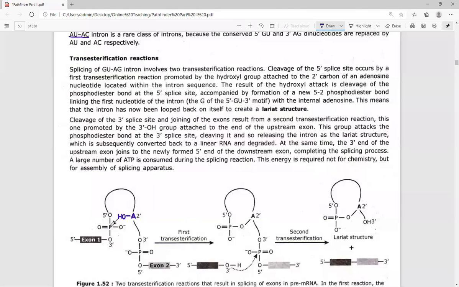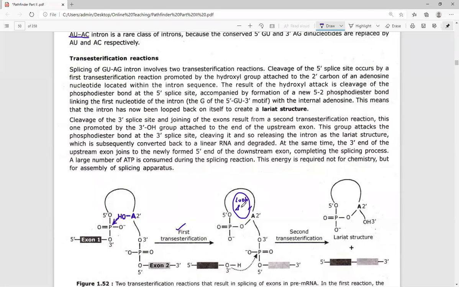This hydroxy group will attack a particular phosphate molecule. Once it attacks the phosphate molecule, it will lead to the first transesterification reaction, in which the first lariat-like structure will be produced. A lariat, or a loop-shaped structure, will be produced. So here there is a loop-shaped structure.